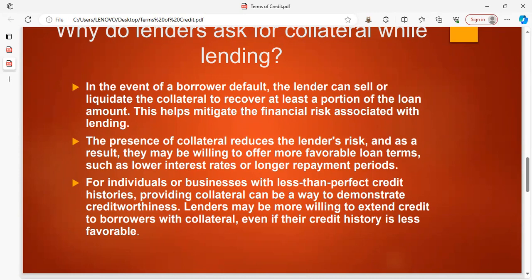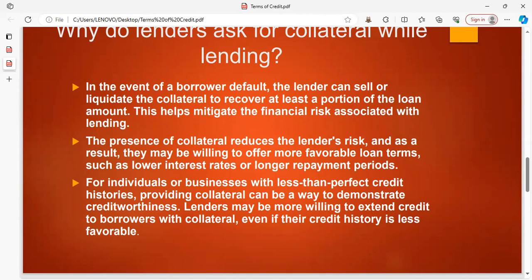For individuals or businesses with less than perfect credit histories, providing collateral can be a way to demonstrate creditworthiness. Sometimes certain people will not be credible, and they will not have a trust image in the market. Sometimes they will not be paying the money on time, or they will not have a sound financial background. And if they want to get the loan, they can give collateral security, so that it is like a credibility. They can earn trust from the lender and the lender may give them loans.